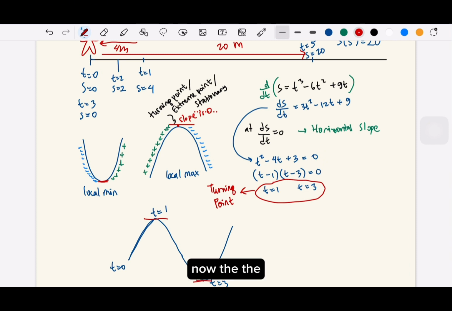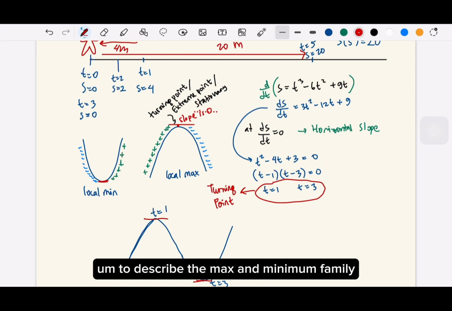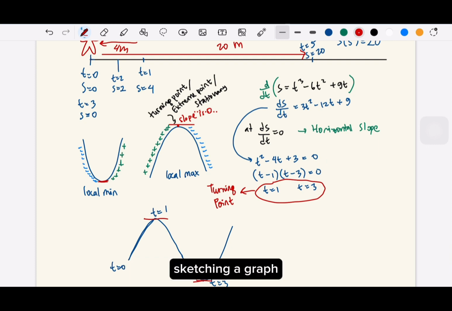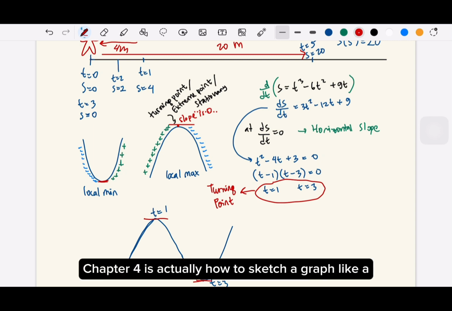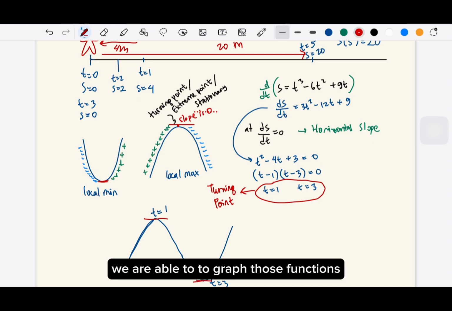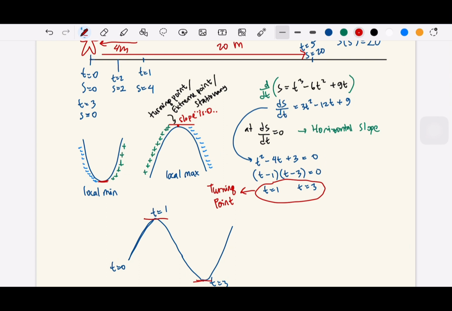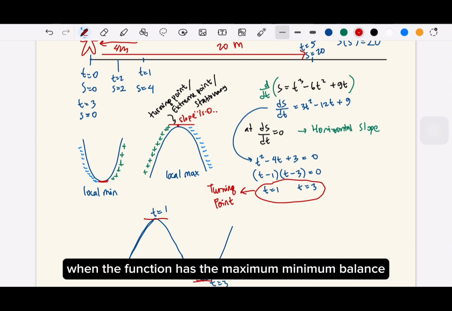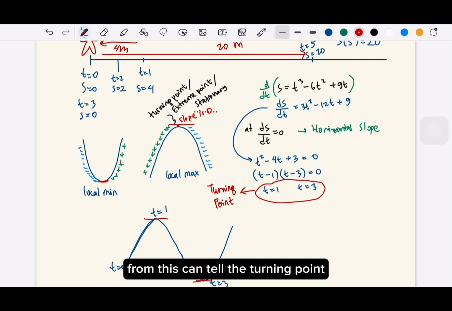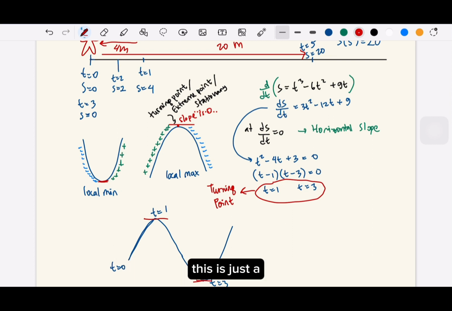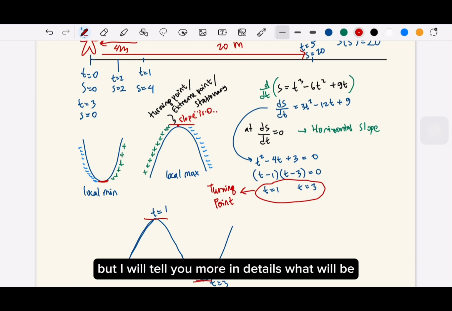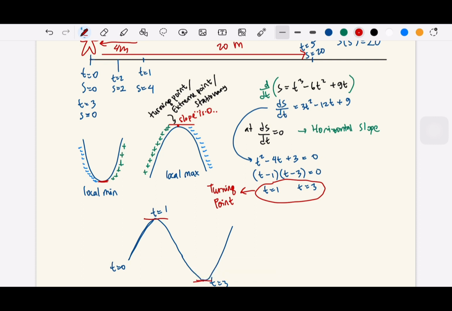Now this illustration might help you to understand what we are going to do next, which is to describe the max and minimum values and how to apply calculus for sketching a graph. So our goal in this chapter, chapter 4, is how to sketch a graph. We have a function, and using some techniques in calculus, without using any additional software or website to graph, we are able to graph those functions. For example, we are able to tell when the function has the maximum or minimum value. From this, you can tell the turning point. This is just a plain explanation like you already did in physics. But I will tell you more in detail about the extreme point or turning point, okay?